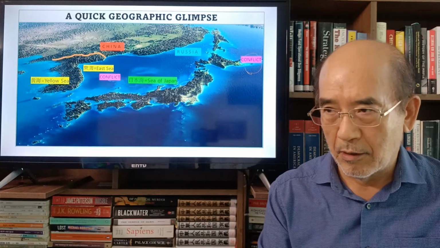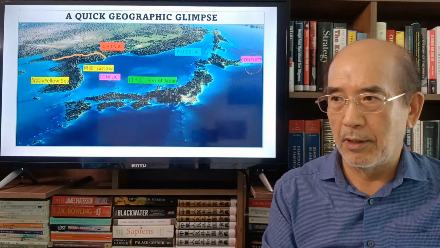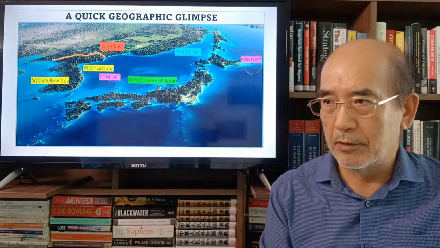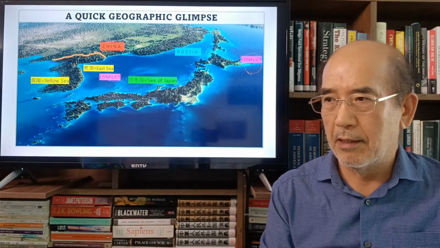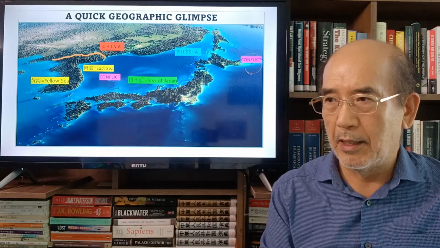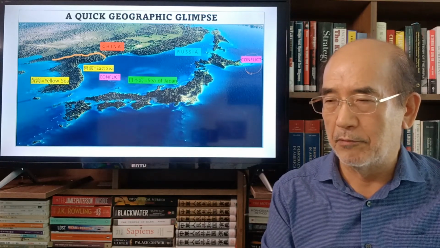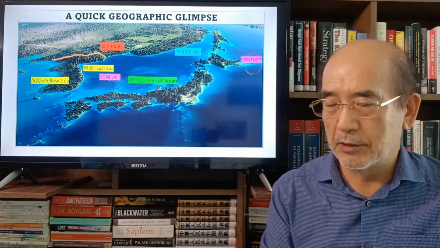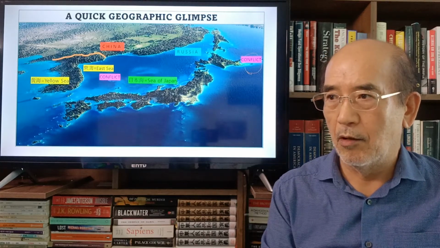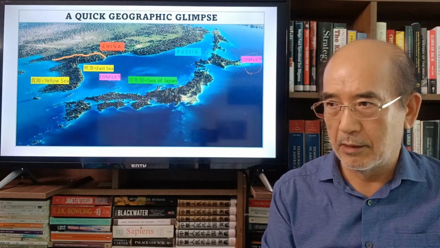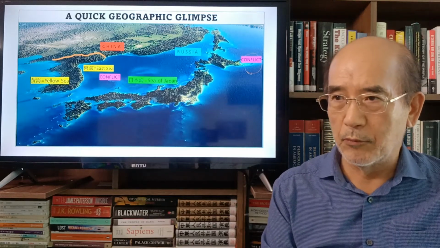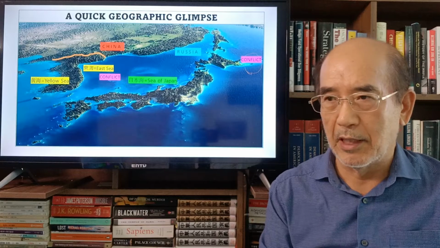And another conflict is going on at this top right upper corner. We have another conflict location. There are four small islands, a chain of islands between Hokkaido, which is the northern part of Japan, and Russia. So there is a conflict going on between Russia and Japan over the territoriality of four islands.